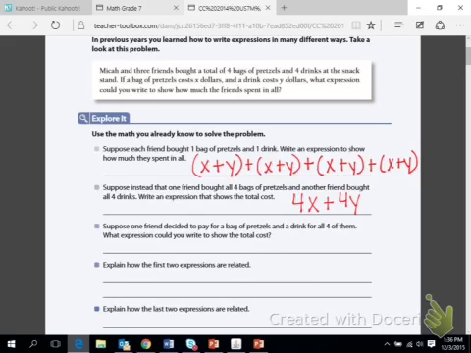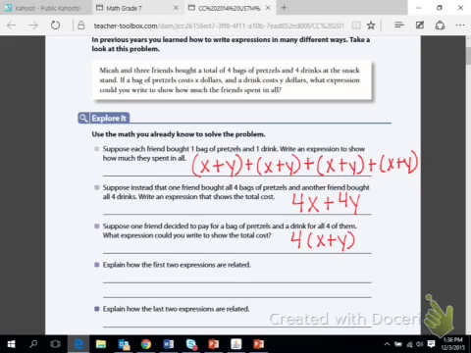If we suppose one friend decided to pay for a bag of pretzels and drink for all 4 of them, what expression could we write to show that total cost? The one friend is going to buy every person a bag of pretzels and a drink, and they are going to do that for 4 people. So this expression now is 4 times (x plus y).